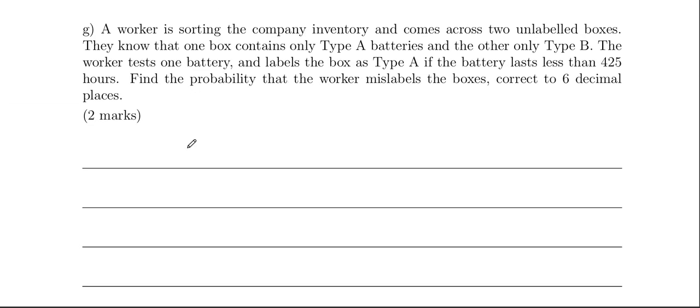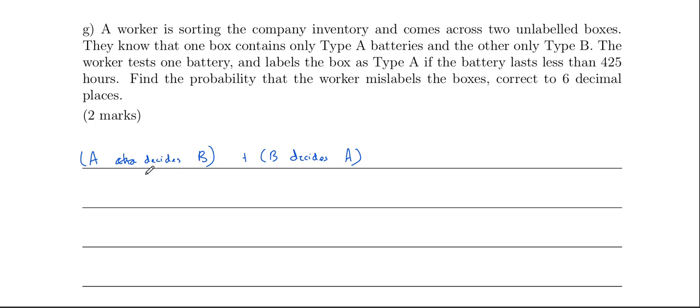A worker is sorting out the company inventory. It comes across 2 unlabeled boxes. They know that one is A, one is B. The worker tests one battery and labels the box as type A. If the battery lasts less than 425, find the probability that the boxes are mislabeled. Okay, so to do this, we need to consider all situations. So he can make a mistake if the box he chooses is type A, but then he decides that it's B, or if the box he chooses is B, but then he decides that it's A. So A, but then he decides that it's B.